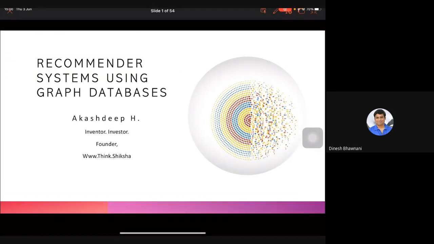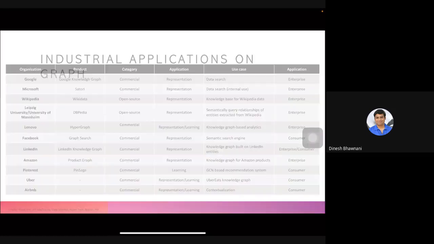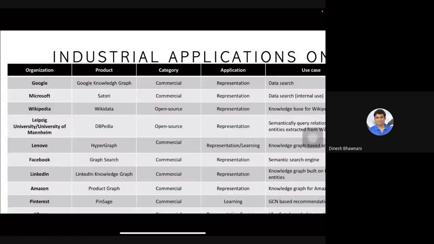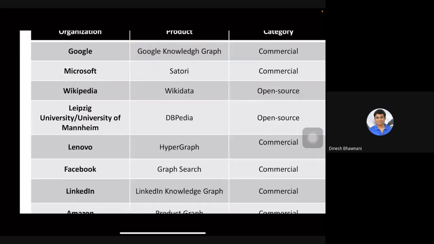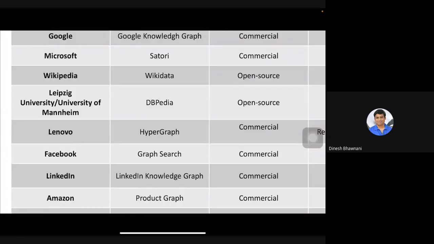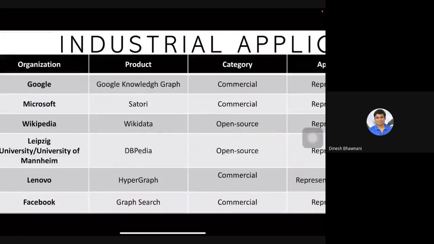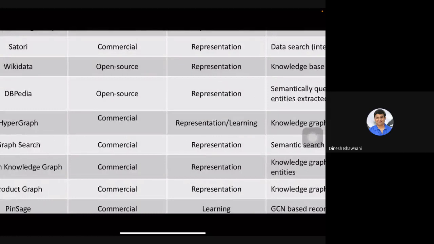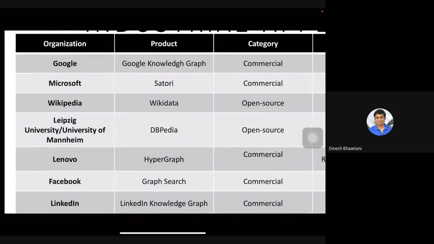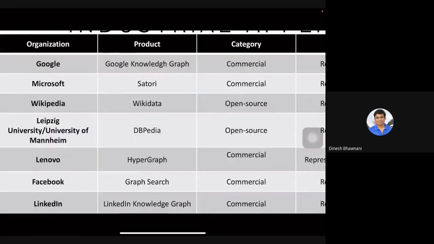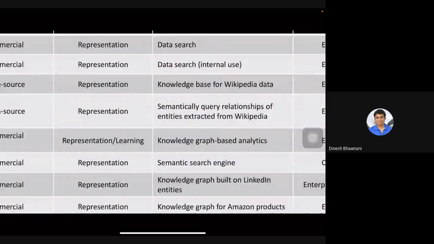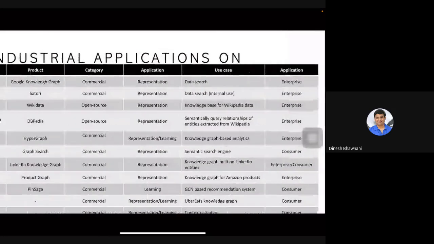Okay, so let's look into recommender systems, and some of the industrial applications of recommender systems. Starting from all the major trillion-dollar corporations, whose market cap is a trillion or approaching a trillion, they all are using recommender systems. The only open source, representation-centric application you can keep in mind is from Leipzig University and Mannheim, called DBpedia. So on and so forth.